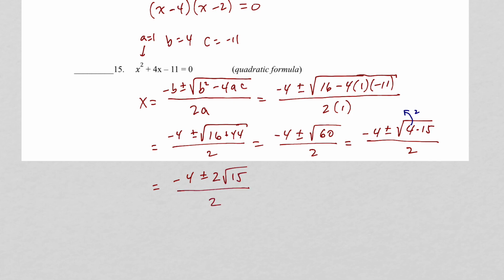And then there's 3 terms here, 1, 2, 3. They're all divisible by 2, so we have to divide that 2 out to simplify. That becomes a 1, that becomes a 2, that becomes a 1. So our final answer, and because the denominator is 1, it disappears. We don't write fractions over 1. So this is going to be negative 2 plus and minus 2 root 15.